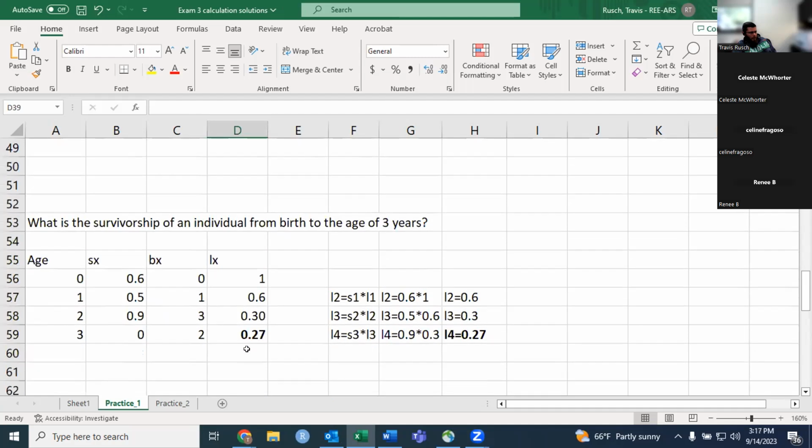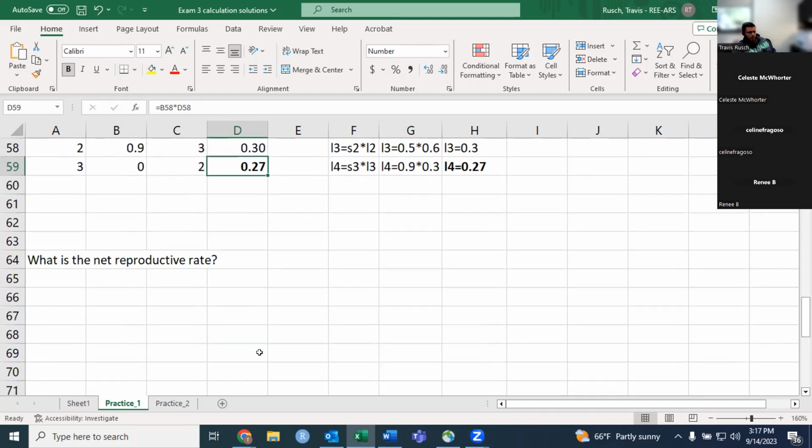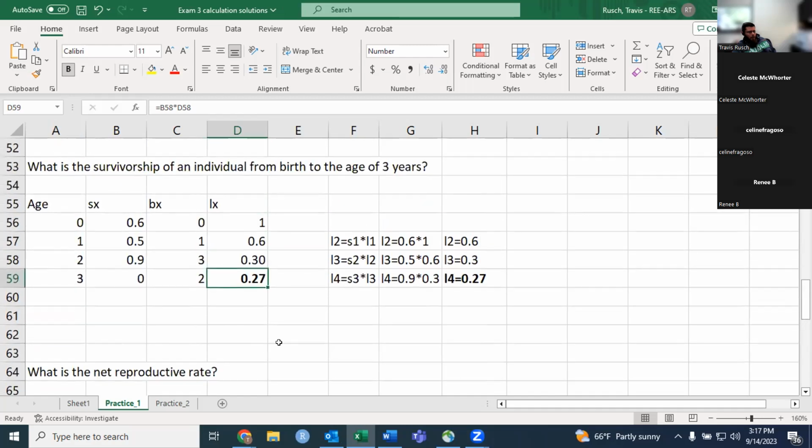So that we can fill it in and get survivorship all the way down to 3 years, age 3, is 0.27. Does that make sense how we filled this column in and we got to the final answer? Yes. Okay, does anybody else have any questions about the math on this? Okay. What if this was a multi-part question then, and then we said, what is the net reproductive rate?